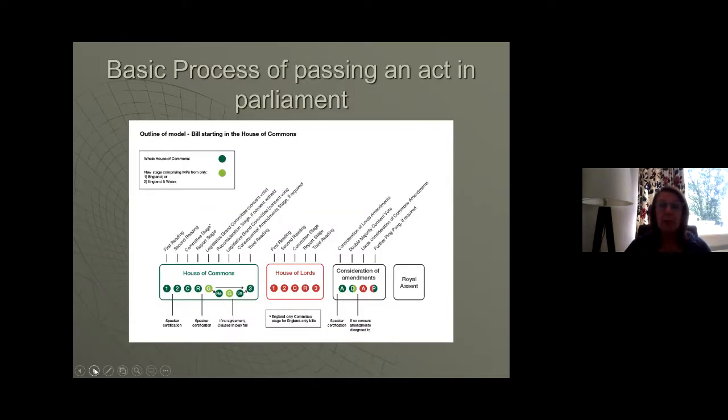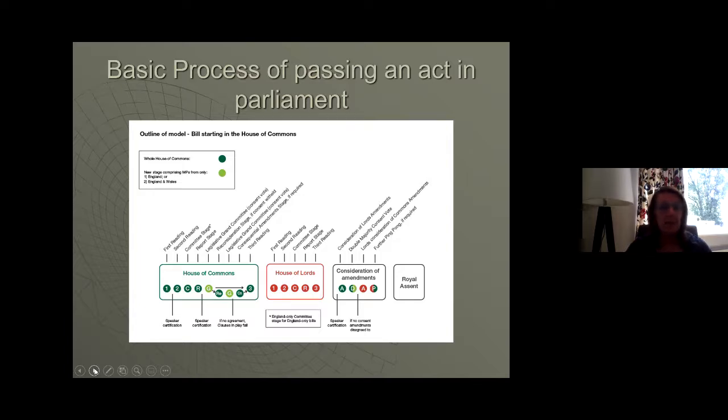Now, the basic process of passing an act in Parliament is quite lengthy, and I've put this little diagram on the slide for you, which you can look at at your leisure. But if you look, there are 3 stages and other stages as well that start off looking at how a bill is actually produced. So we've got the House of Commons. They will look at the bill. They will go through all these procedures, and then they will hand it over to the House of Lords, who will do exactly the same thing.